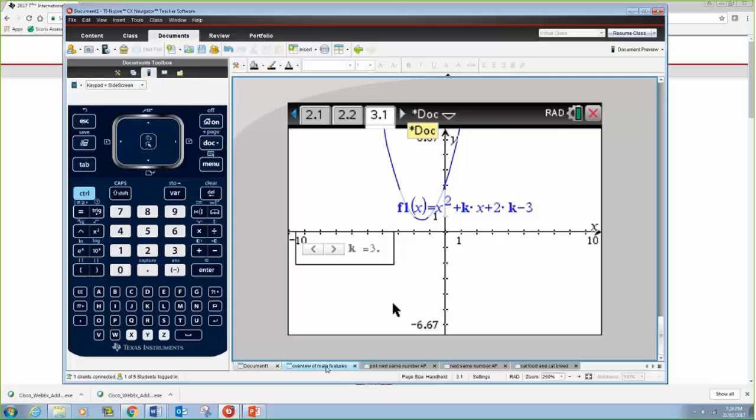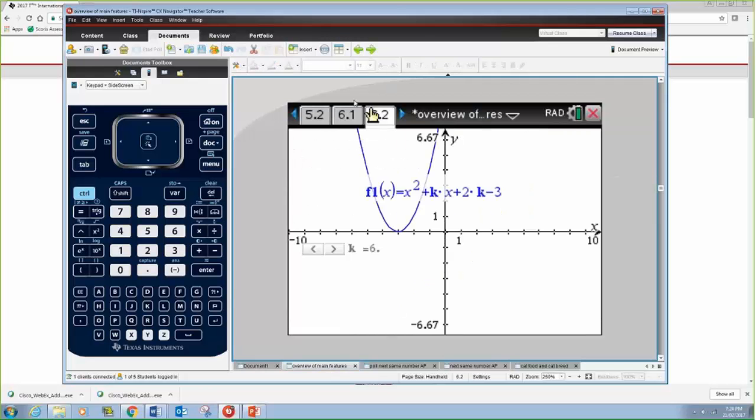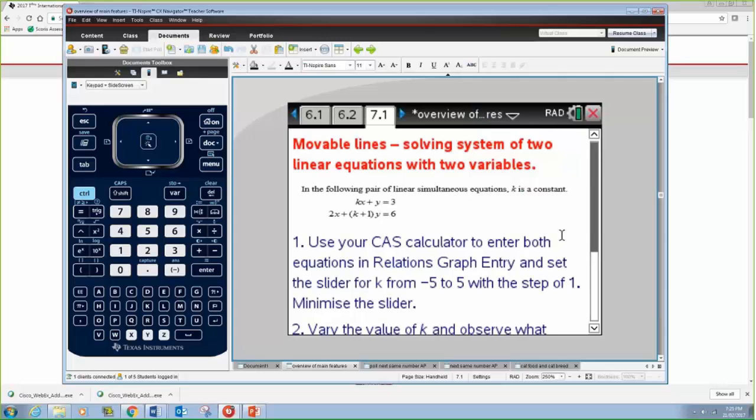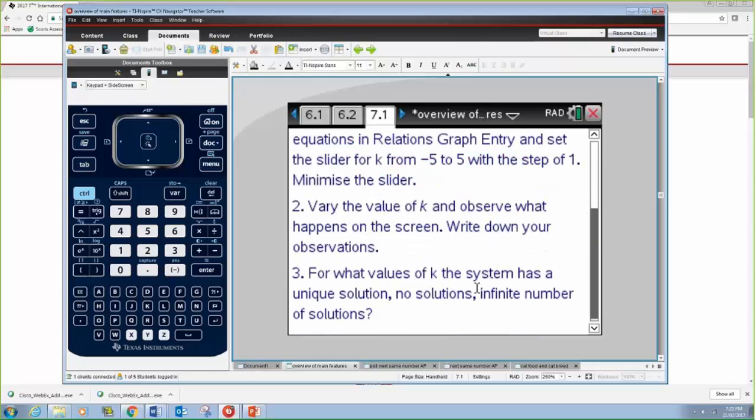Go back to my main features, and that was what I just did. Now, movable lines is an activity which I have used in my classes, and Peter Fox is adapting it to put it on the Australian and New Zealand website. There will be a teachers' handout and a students' handout as with most of those activities. This one is a bit more complicated. We have two linear simultaneous equations, and k is again any real constant. We would like to answer the question, for what values of k does the system have a unique solution, no solutions, or an infinite number of solutions?